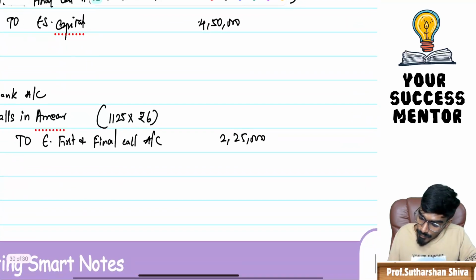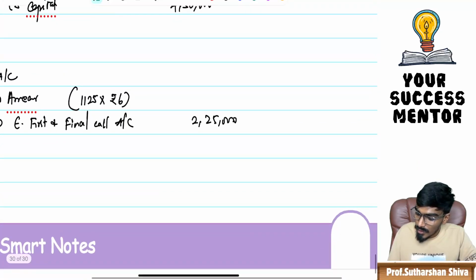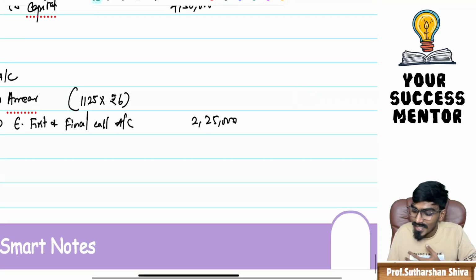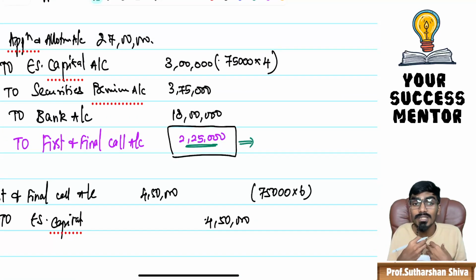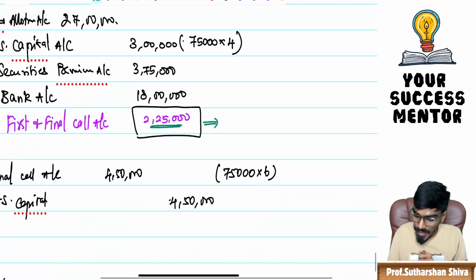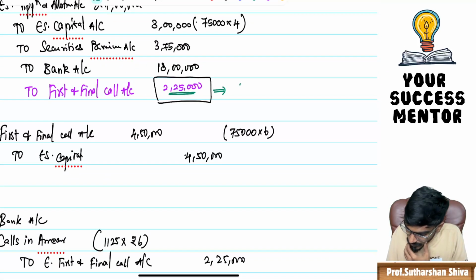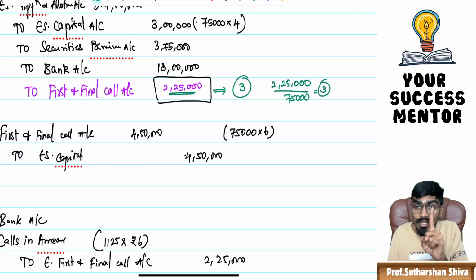So how will we find it for 1,125 shares? For 2,25,000, can I say very simply, how much is the excess money I'm holding for one share? 3 rupees. Perfect. 2,25,000 divided by 75,000, which will give you 3 per share I'm holding in excess.